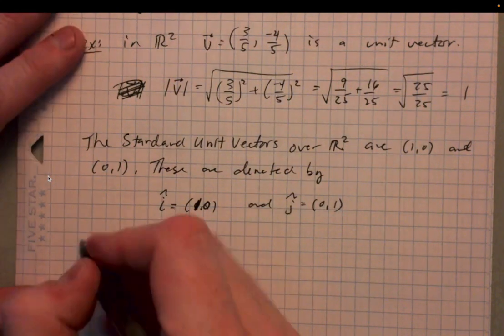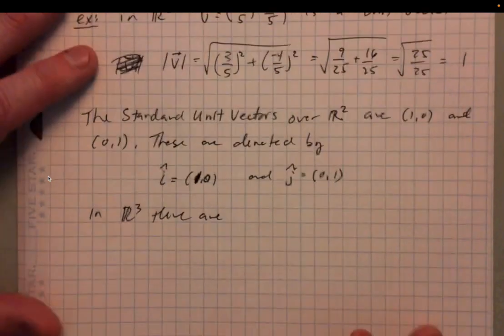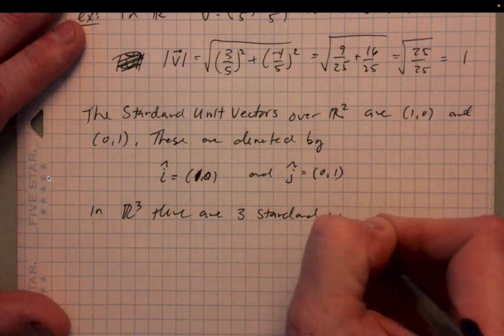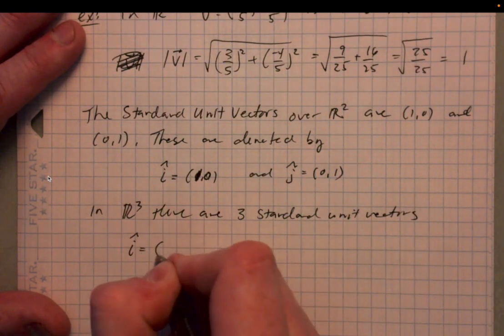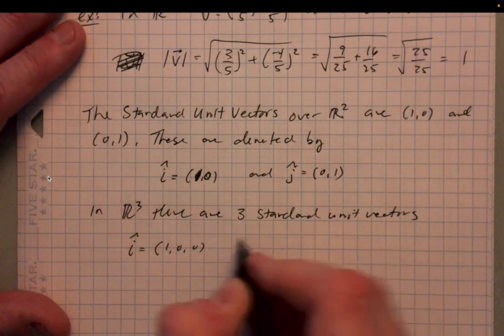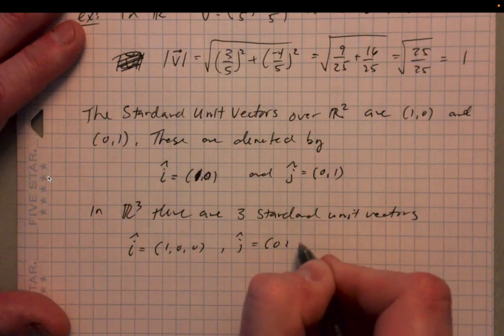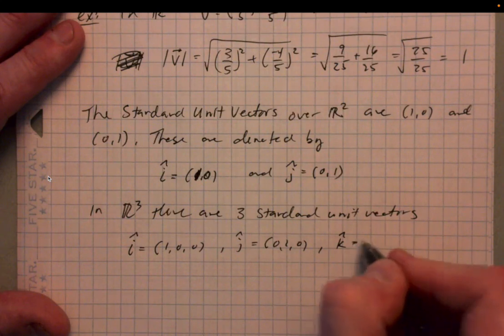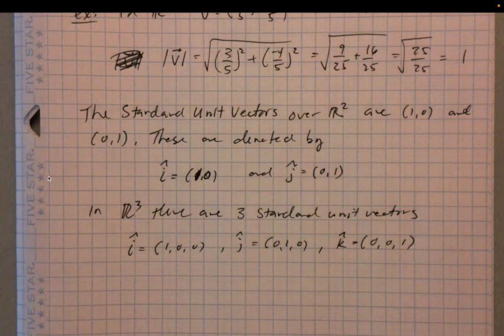In R3, there are 3 standard unit vectors. Right, and they all have names as well. So you've got 1, 0, 0 for I. For J, you've got 0, 1, 0, and then there's a third one, which is called K, and that's 0, 0, 1. Okay, and so these are the standard unit vectors in R3.